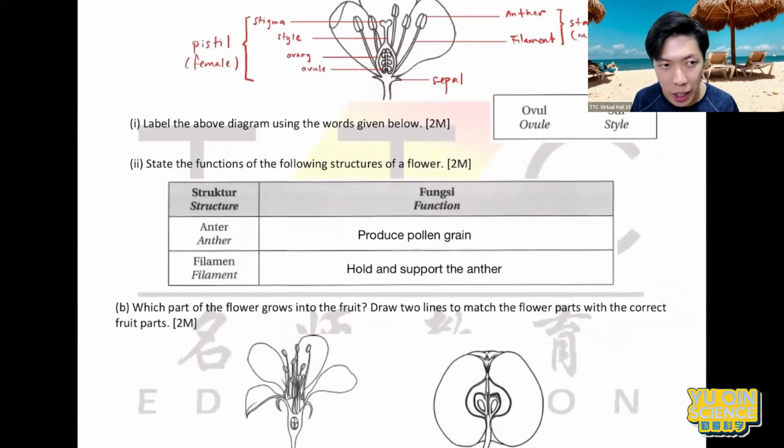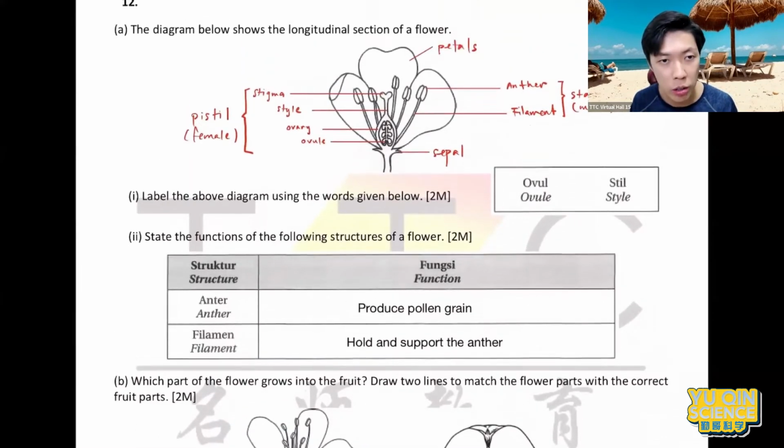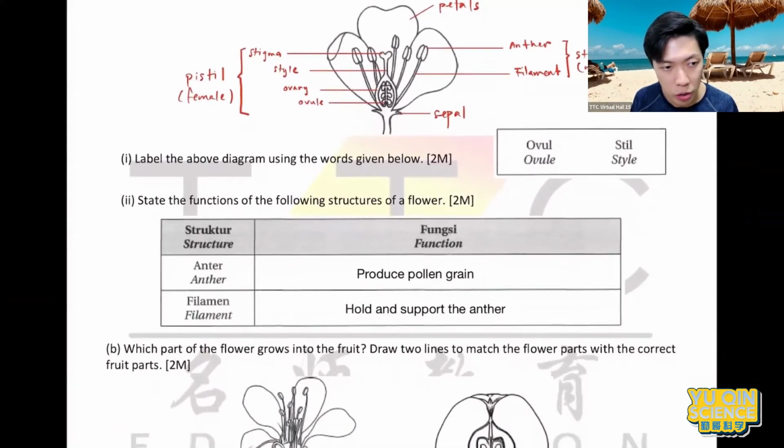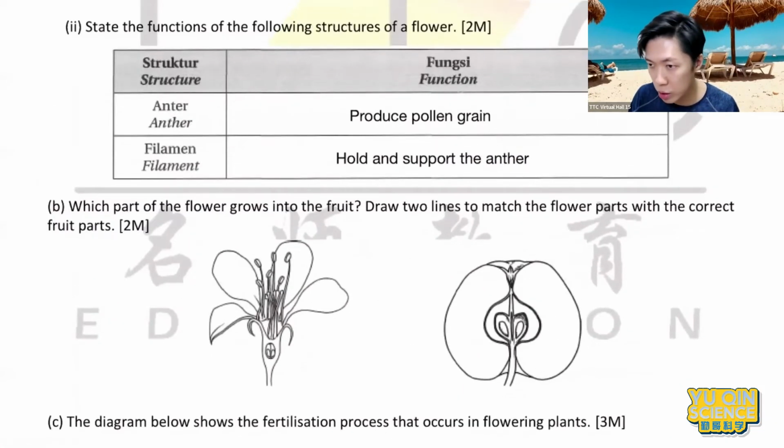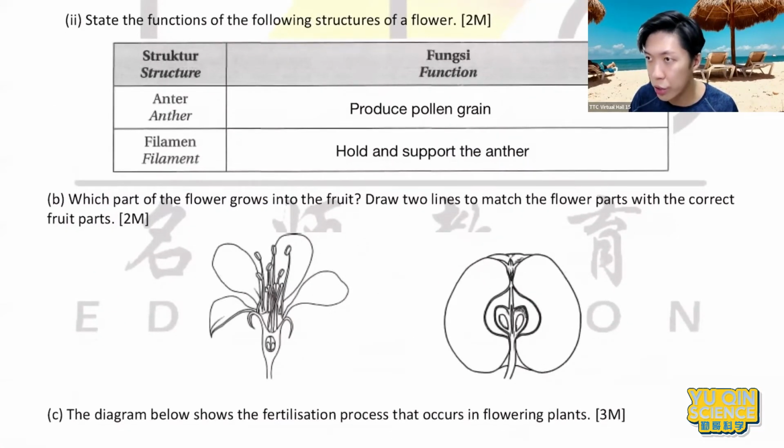The labeling is all done. I move up already. Okay, next one. Which part of the flower grows into fruit? That's the question, and draw two lines to match. Oh, okay. You remember, right?